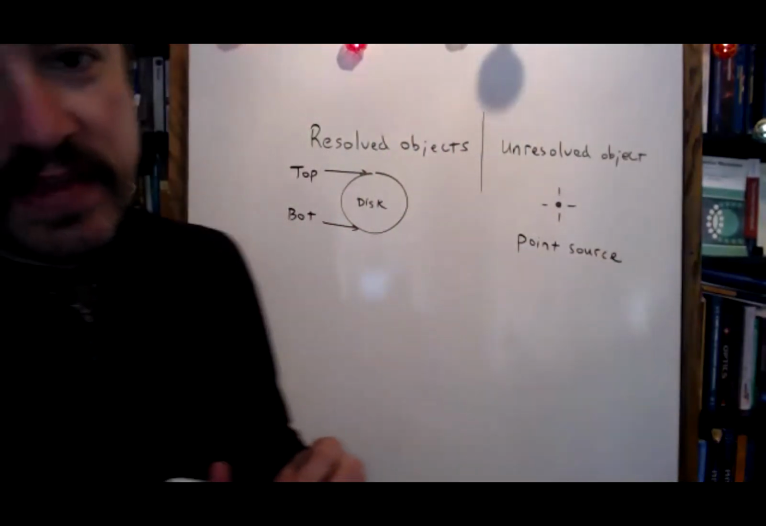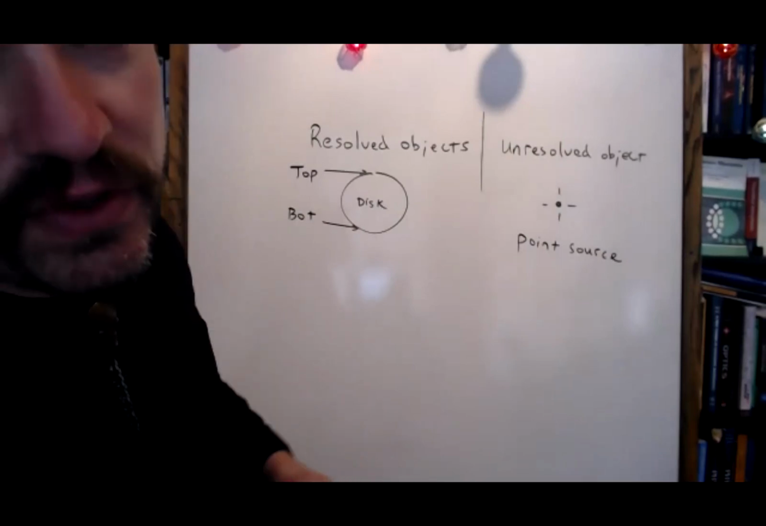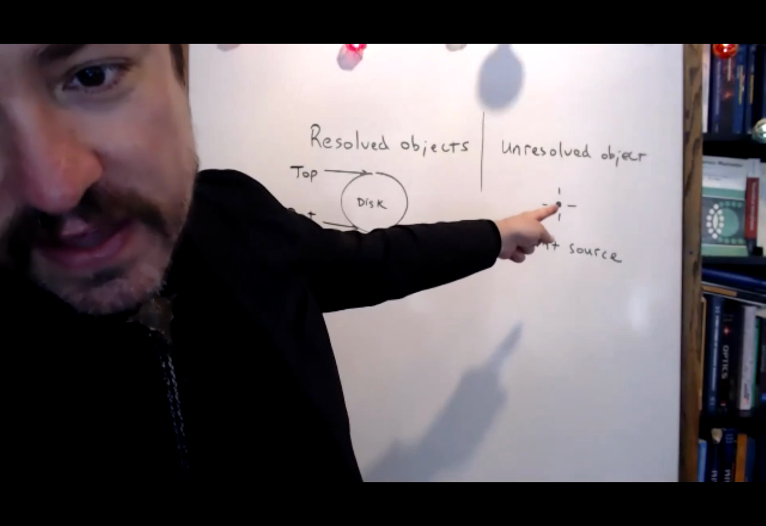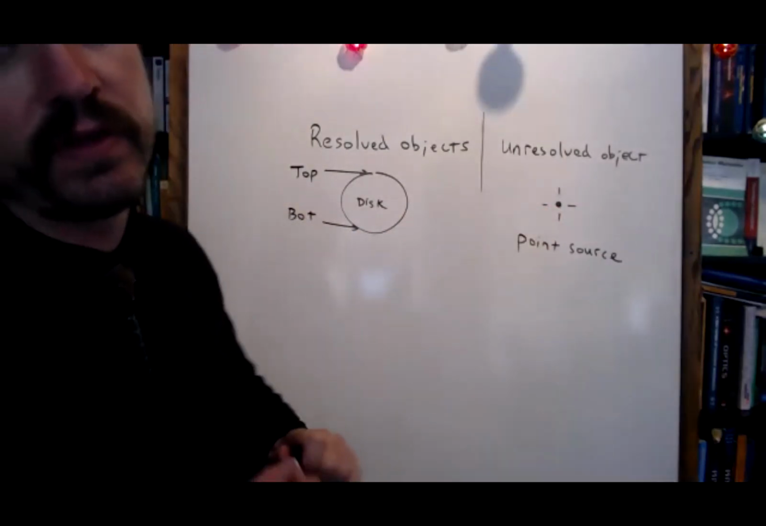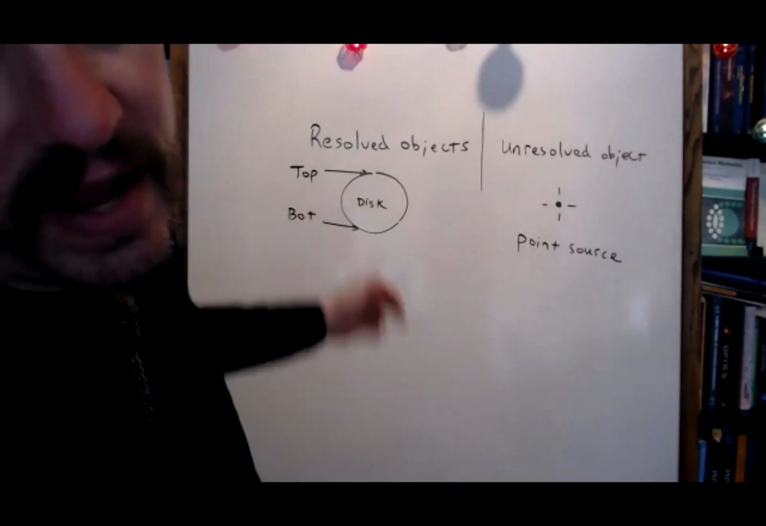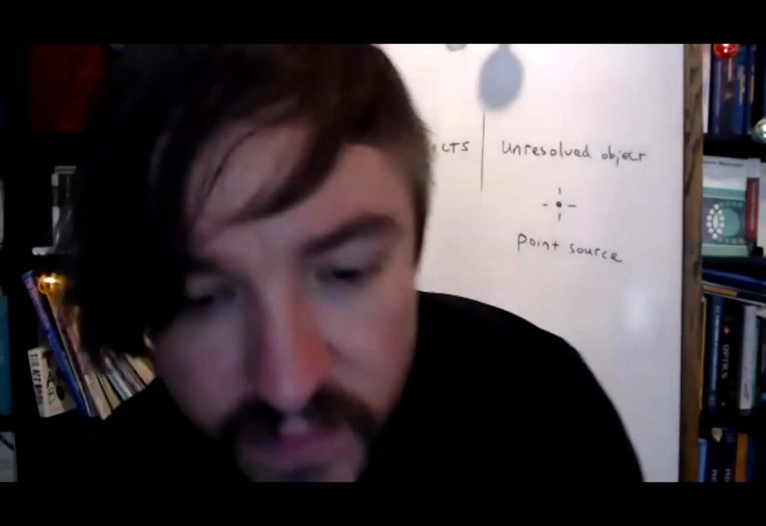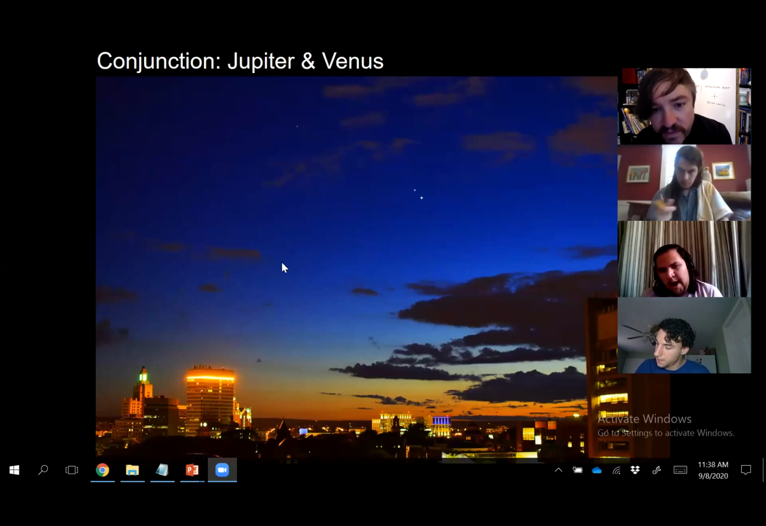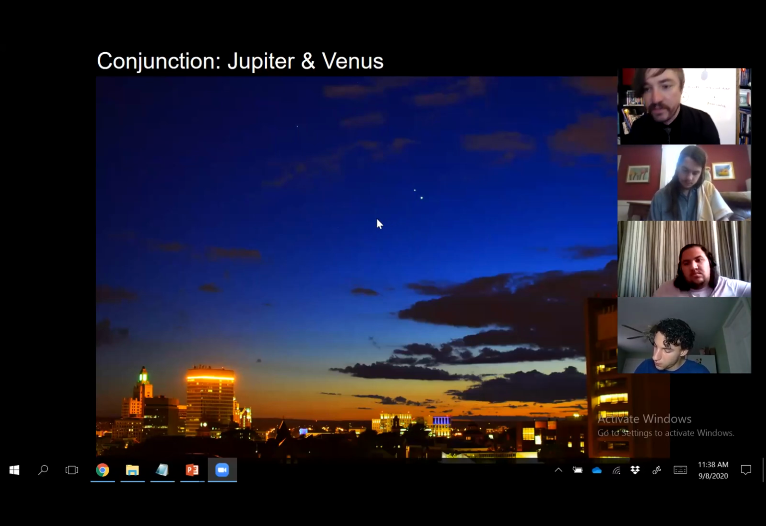Many of the objects that you see in your sky when you look up at night are unresolved point sources. You just see a single twinkling little dot. Some objects, like the sun and the moon, are resolved objects, and you can actually see the disk. Let's go back to that slide for a second. In this case, Sirius, Jupiter, and Venus are all unresolved objects. We detect a dot of light, but we cannot make out any internal structure.